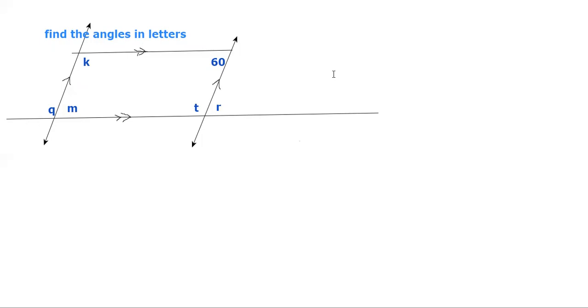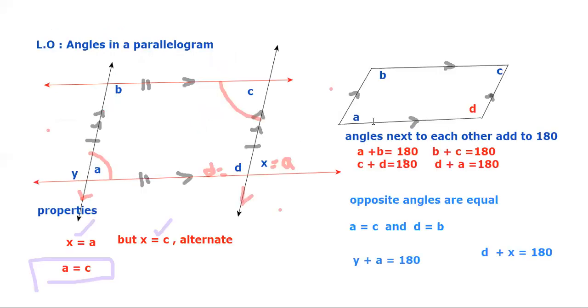Okay, now M is equal to 60. Every one of you knows that M is equal to 60 because they are opposite. Remember the second property. Opposite angles are equal. Just remember this property, that A is equal to C and B is equal to D. Because of that property, M is automatically 60.